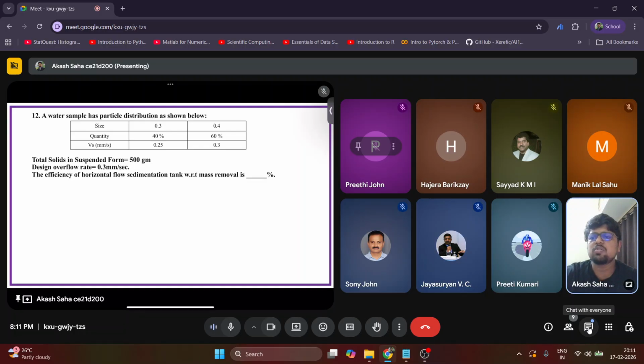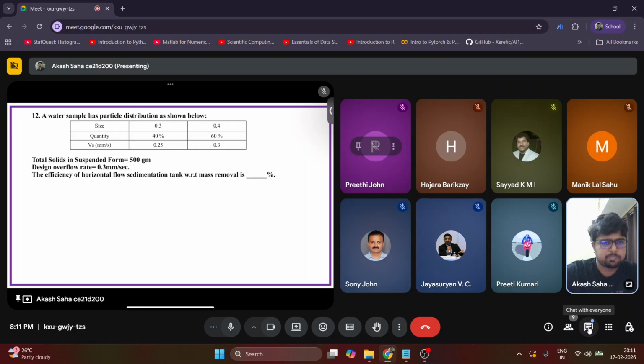The total suspended solids in the water sample is 500 grams, and the design overflow rate is 0.3 mm per second. You have to find out the efficiency of the horizontal flow sedimentation tank with respect to mass removal.